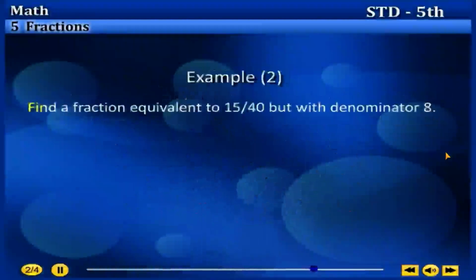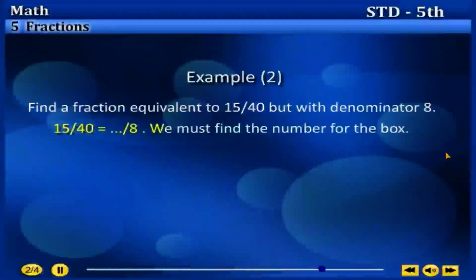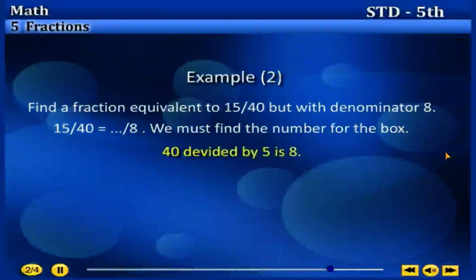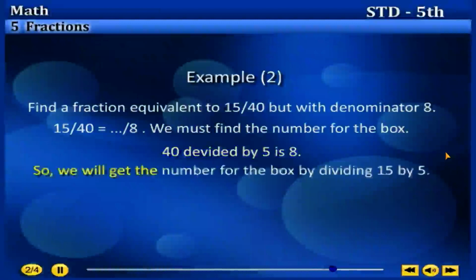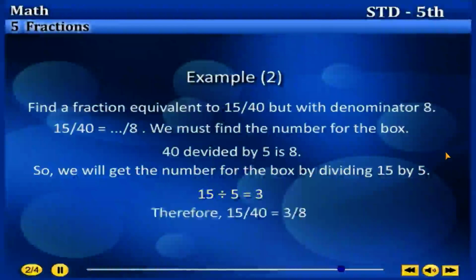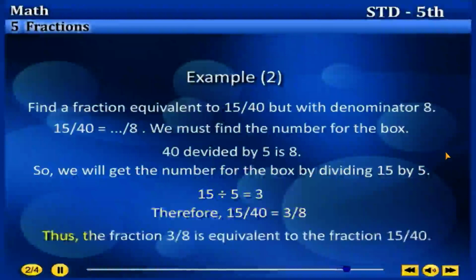Example 2. Find a fraction equivalent to 15/40 but with denominator 8. 15/40 equals dash by 8. We must find the number for the box. 40 divided by 5 is 8. So, we will get the number for the box by dividing 15 by 5. 15 divided by 5 equals 3. Therefore, 15/40 equals 3/8. Thus, the fraction 3/8 is equivalent to the fraction 15/40.